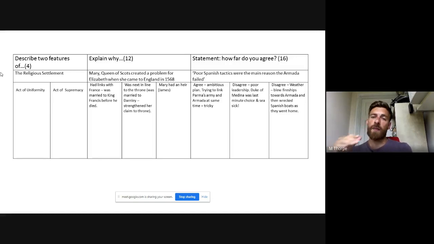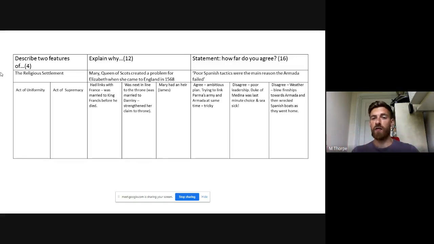And the final bit there, poor Spanish tactics were the main reason the Armada failed. How far do you agree? If you can, try and put down 1 agree and 2 disagree, okay? Or 2 agree and 1 disagree. It's up to you. In the mark scheme, you can agree with it 3 times. You can disagree with it 3 times, but I think it's good practice to try and get a balanced argument.